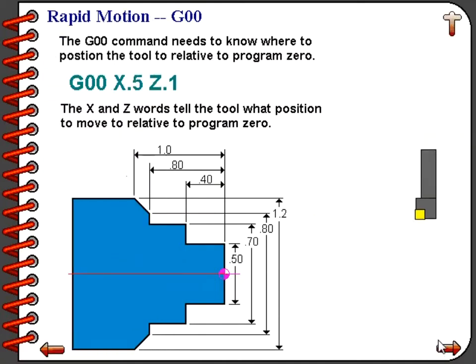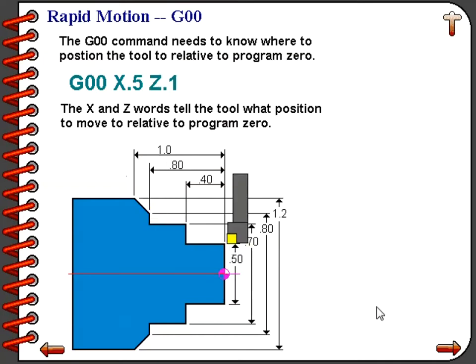When programming rapid motion, we need to tell the machine to go into rapid motion with the G00 command. We would then need to tell the machine where to position the tool using the X and Z words. X tells the tool where to position along the x-axis, and Z tells the machine where to position the tool along the z-axis. In this example, G00, X.5, Z.1 would position the tool at a half-inch diameter and 100 thousandths away from the face of the workpiece.